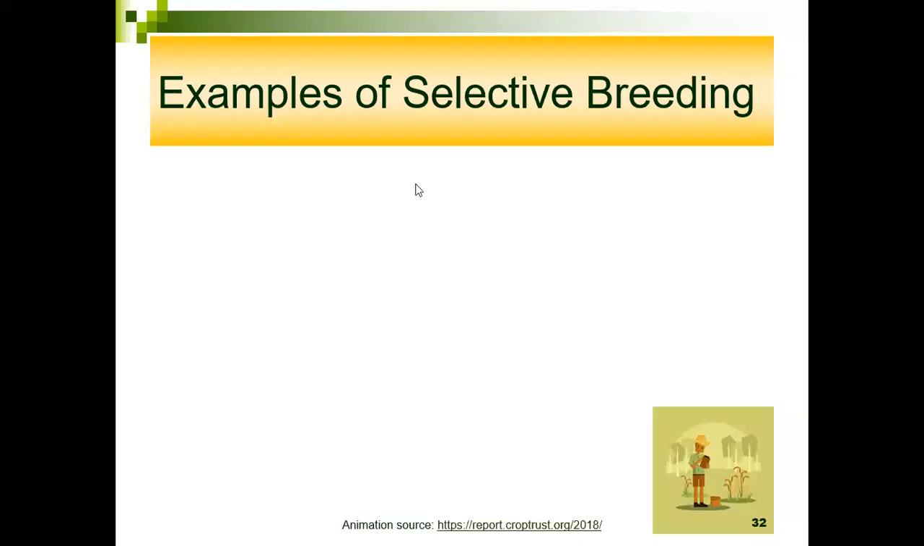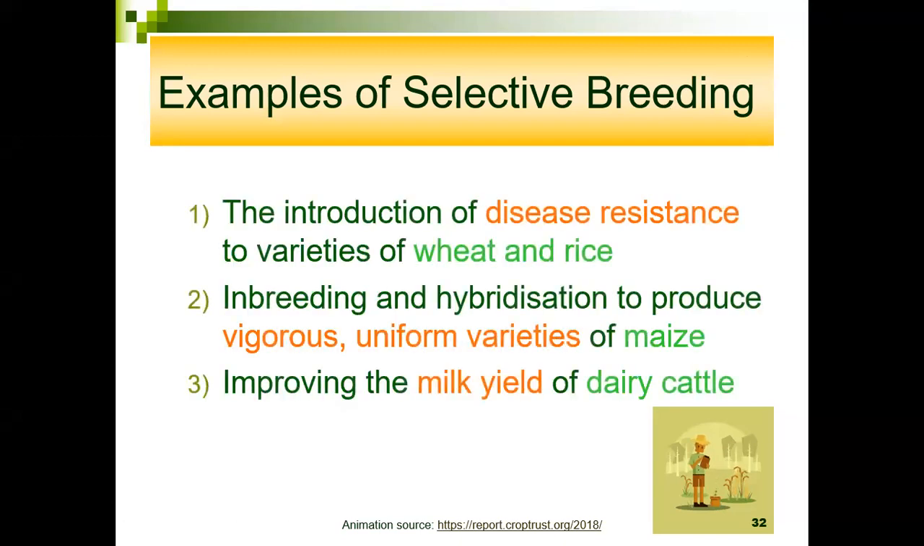So now we are ready to look at 3 examples of selective breeding. So the first one is introduction of disease resistance. That means resistant to fungus or resistant to bacterial infection for wheat and rice. Because these are the staple food for us, right? Rice is staple food for us. Staple food means the food that provides you with the most energy every day. We eat most of it from rice, okay?